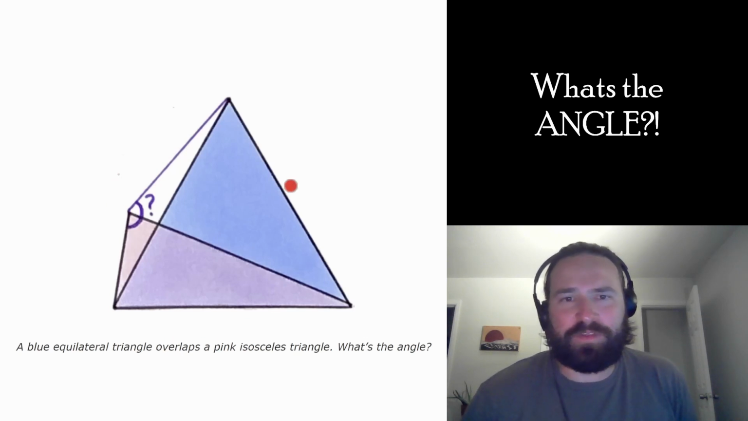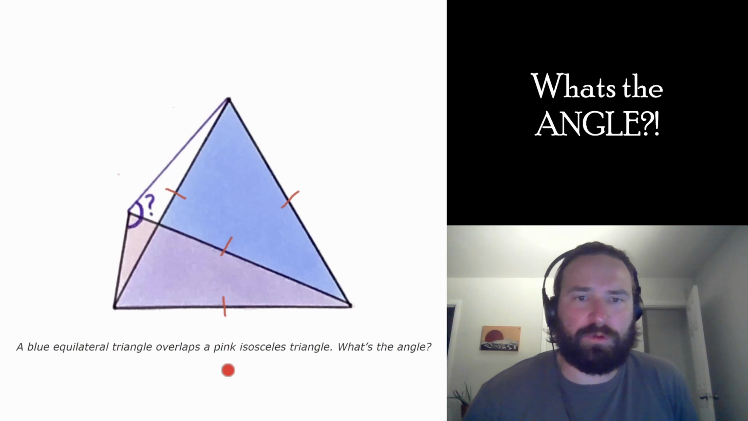Since we know that this blue triangle is equilateral, all of these sides are going to be the same. This outer triangle has all the sides the same. And we also know that this pink one is isosceles. So that means that this side is the same as this side, which is going to mean it's the same as all of the other sides. So all of those sides that I have labeled now are equal.